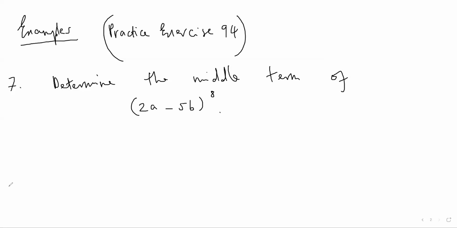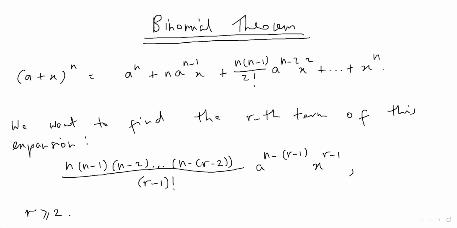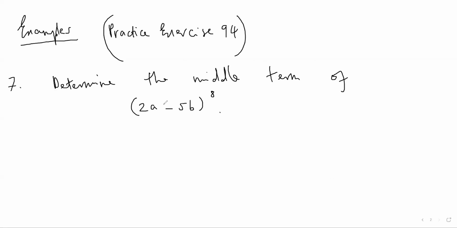So now over here, we are not going to expand. We're not going to find the expansion of this. That's the whole point of this formula. We want to determine the middle term of the expansion of this binomial without having to list all the terms of the expansion. So this simplifies things for us. So now, how do we apply this formula that we just discussed to determine the middle term of the expansion of 2a minus 5b to the power 8?